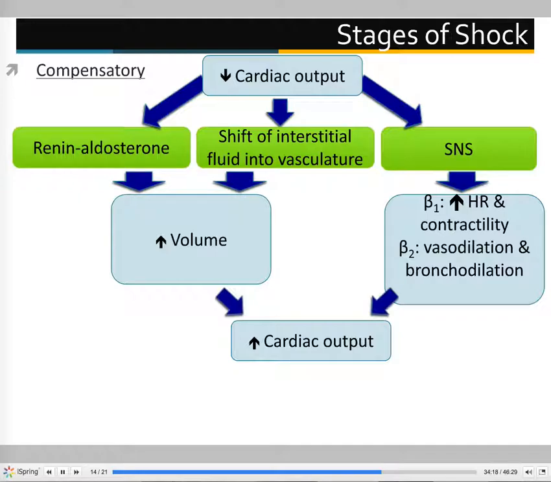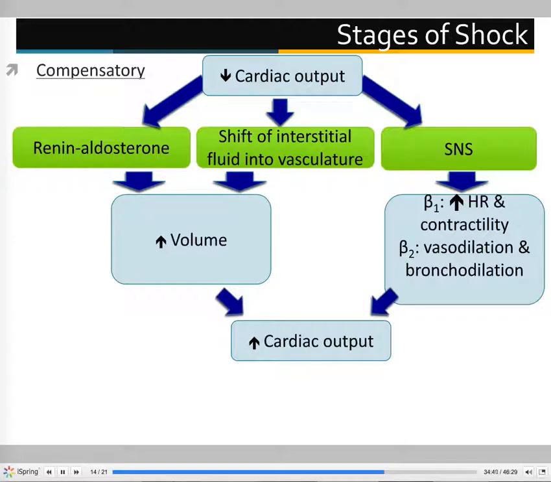With cardiogenic shock, we have pump failure that causes decreased cardiac output, triggering the stress response to try to compensate. With hypovolemic shock, we have a decrease in intravascular volume that leads to decreased cardiac output that stimulates the stress response to try to compensate.